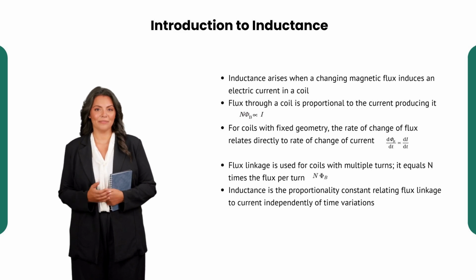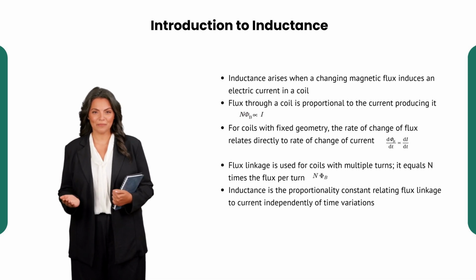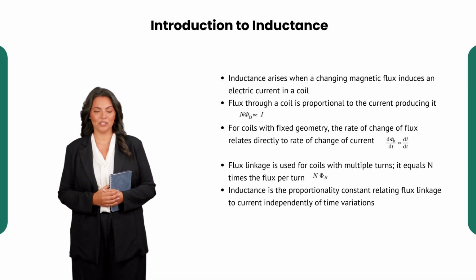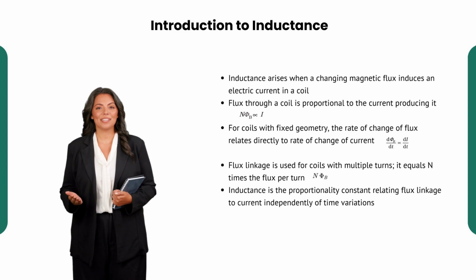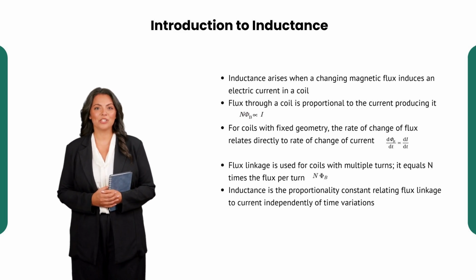Welcome, everyone. Today, we embark on understanding the fascinating concept of inductance, a cornerstone of electromagnetic induction theory. Recall from earlier lessons that when an electric current flows through a coil, it produces a magnetic field. This magnetic field links with the coil as magnetic flux. Importantly, this flux is proportional to the current producing it, which gives us the relationship phi B proportional to I.